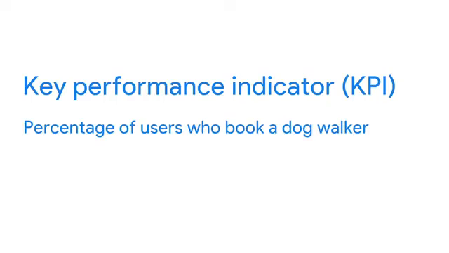Another important element of your plan is the key performance indicators or KPIs. As a reminder, key performance indicators are critical measures of progress towards an end goal. You might ask, how can you measure your progress towards the research goal? For our app, one thing we should track is how many users in the research study complete their search for a dog walker. So the KPI would be the percentage of users who book a dog walker.